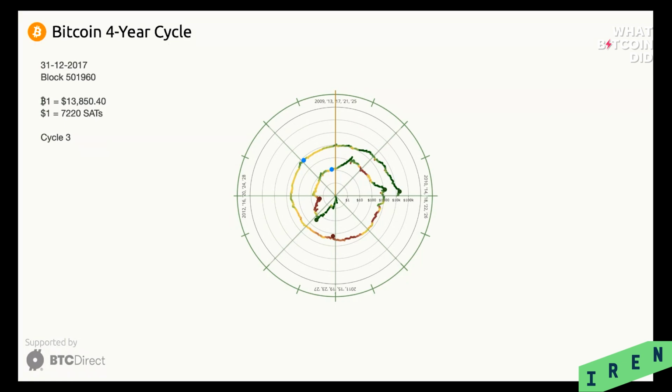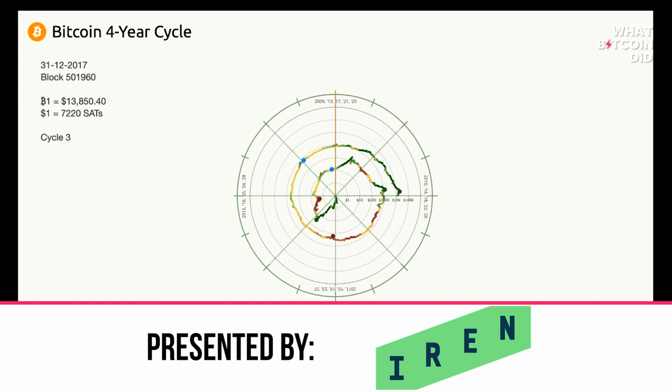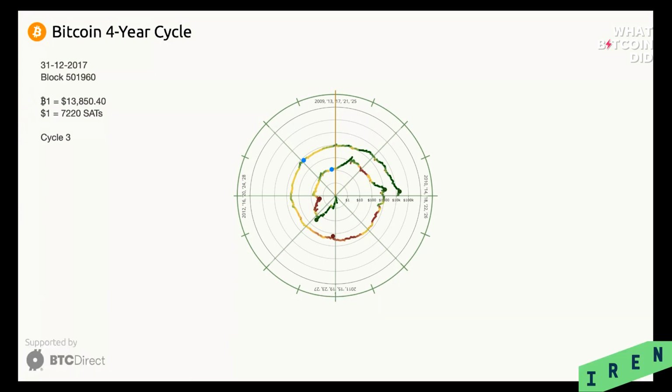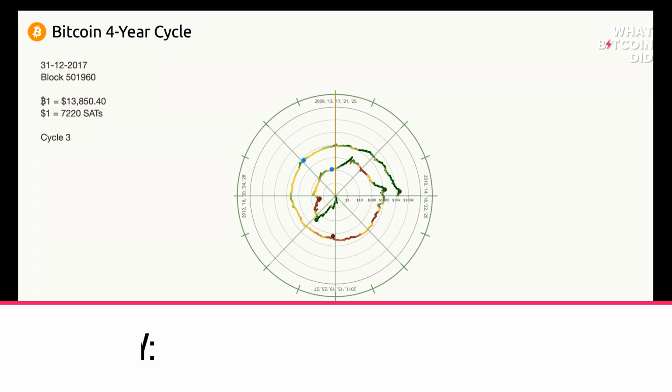We started in 2009 at that vertical orange line, and a full rotation is 4 years. So we go 2009, 10, 11, 12, and the next cycle is 13, 14, 15, 16, and then a quarter rotation to 2017. That's where we are now in that chart. Each ring in the chart is times 10, and that's the price. So we go from $1 to $10 to $100 and so forth.